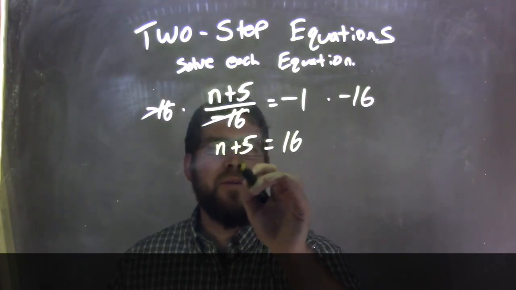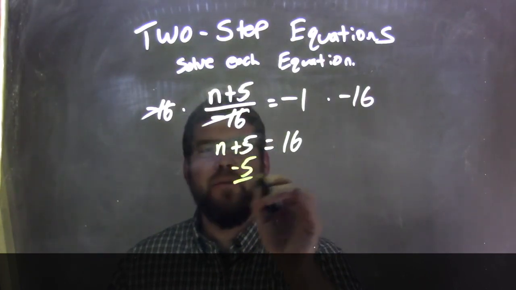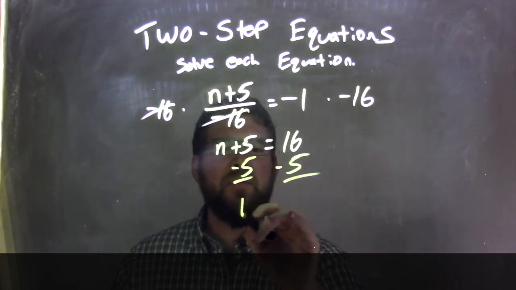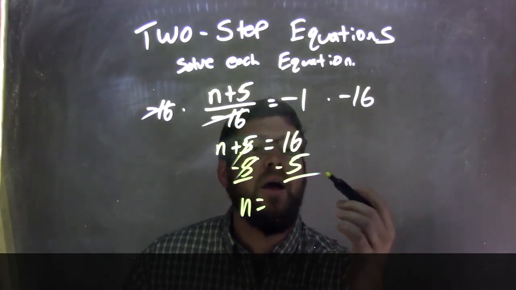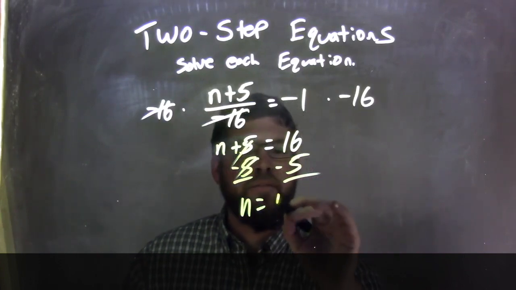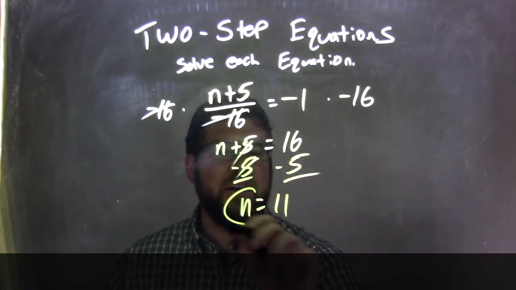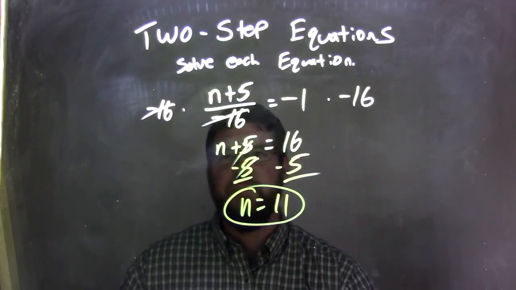Well, now I have that plus 5. It's pretty simple. I subtract 5 from both sides. And on the left, the 5s cancel. 16 minus 5 is just 11. And so now we have n equals 11 as a final answer.